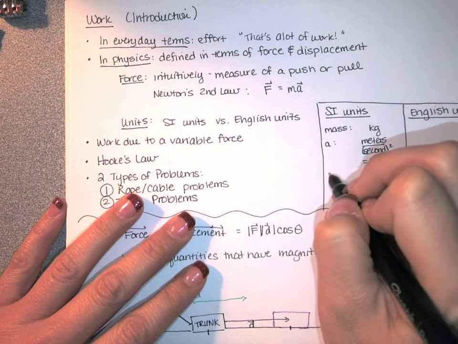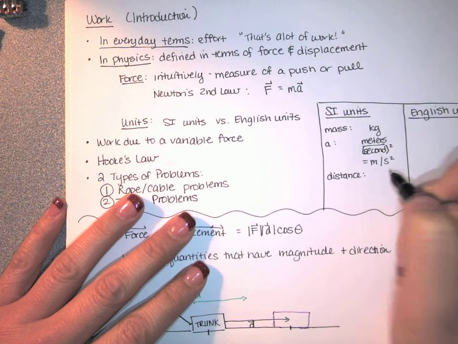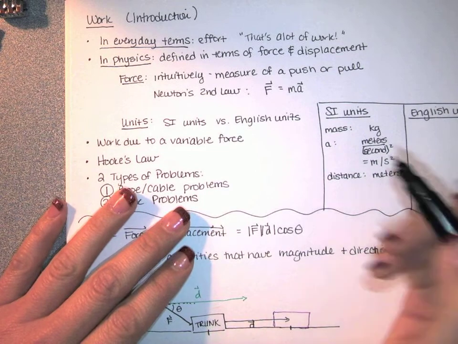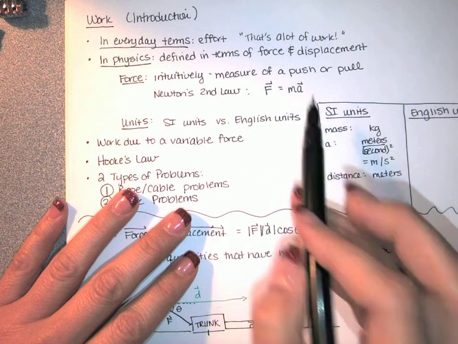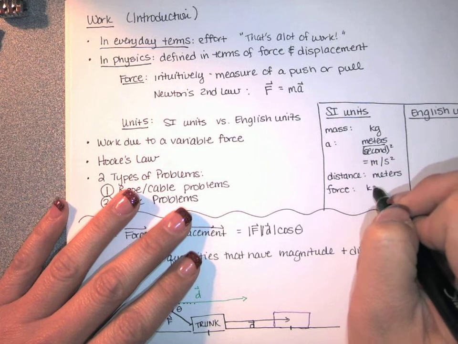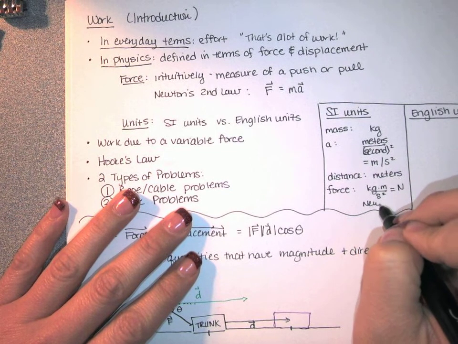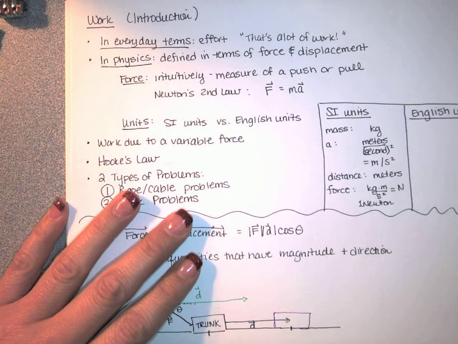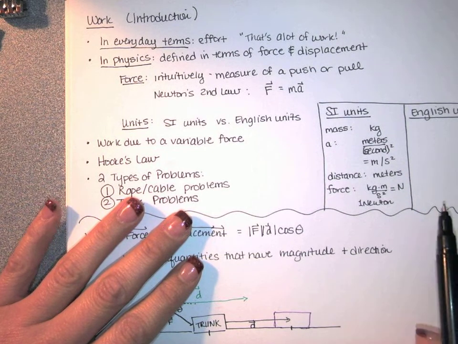Let's see. Distances, displacements tend to be measured in meters. And force is a mass times an acceleration, so it's a kilogram times a meter per second squared. And we call that a Newton. 1 Newton of force moves 1 kilogram, 1 meter, at an acceleration of 1 meter per second squared. It's just abbreviated by an N.